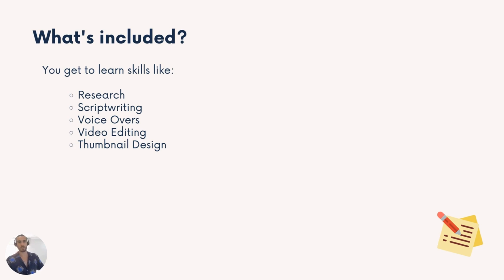So what's included in the course? You're going to learn all the necessary skills to do YouTube automation. So that's research, actually finding the right niches you can get into and be successful with, how to effectively do script writing, how to create interesting scripts that are going to actually keep people engaged with your video and subscribe to your channel. How to make your videos interesting, basically.